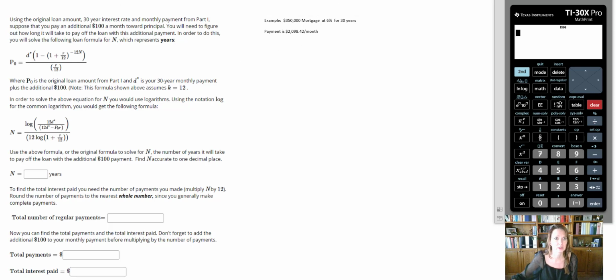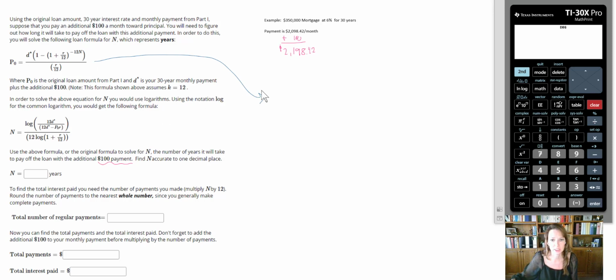The first thing that I want to do is take that $100 payment and add it to the current payment. So of course we're going to have $2,198.42 as my new payment. And I want to know how long it'll take before I can pay off my mortgage. So we give you two different formulas that you could use to calculate this. I actually prefer the first one because it's the one that we're going to be given on any exam.